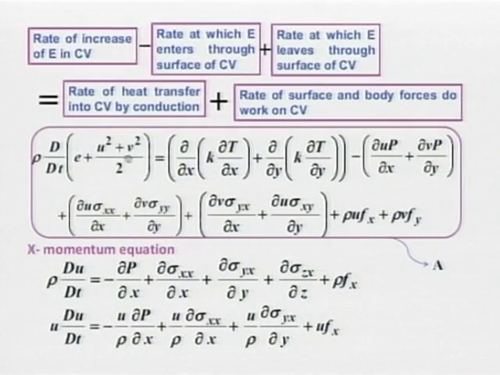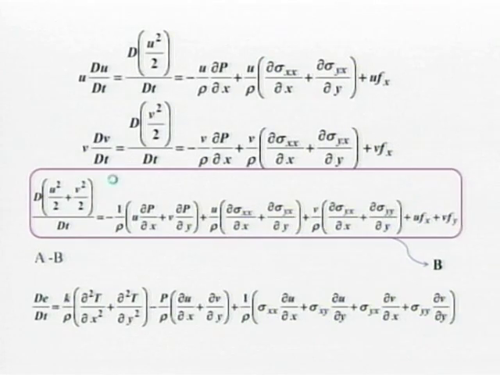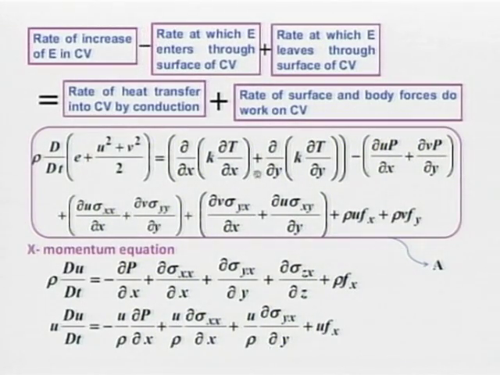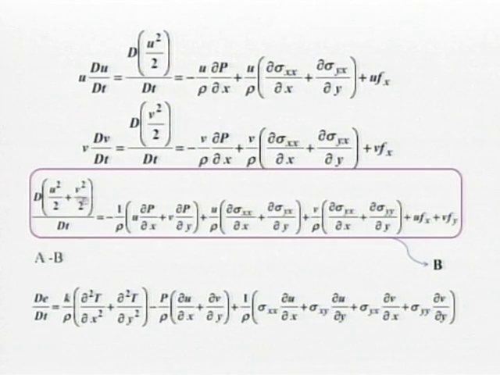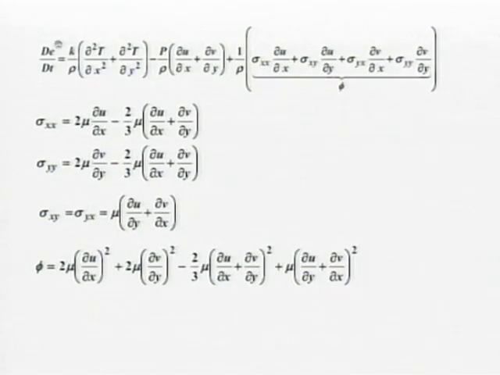Why am I trying to do that? I want to get rid of this u squared plus v squared by 2. If I subtract B from A, B is nothing but u squared plus v squared by 2 on the left hand side. So I get A minus B, d by dt, equal to a long expression. It is a huge equation, but it is not scaring us, because we know what each term is. Now for dE/dt, I will substitute for sigma xx, sigma yy, sigma xy, these equations.